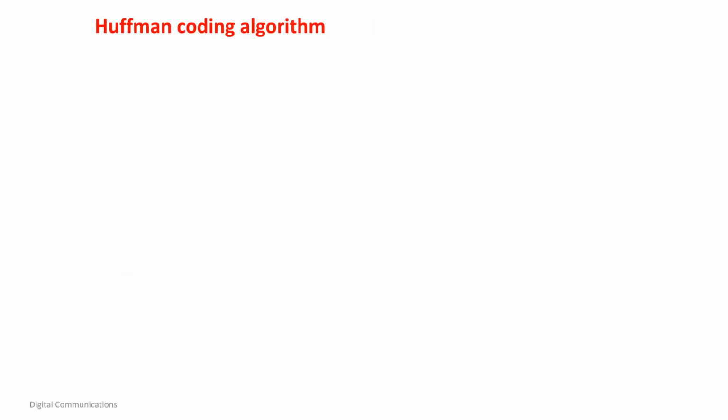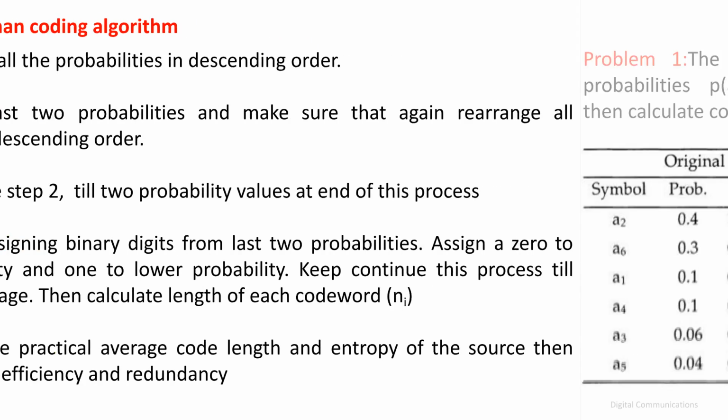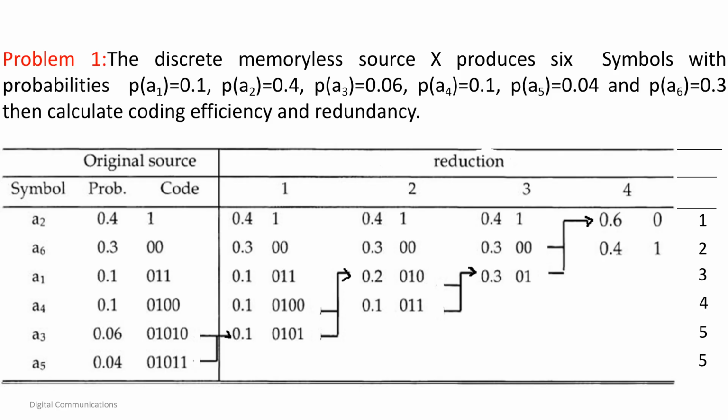Now let's examine the Huffman coding algorithm, which provides an optimal code. Step 1. Arrange all probabilities in descending order. Step 2. Add the last 2 probabilities and rearrange them in descending order. Step 3. Continue this process until only 2 probability values remain. Step 4. Start assigning binary digits from the last 2 probabilities, assigning 0 to the upper and 1 to the lower probability. Continue this backward process to the first stage to find the code word length Ni.